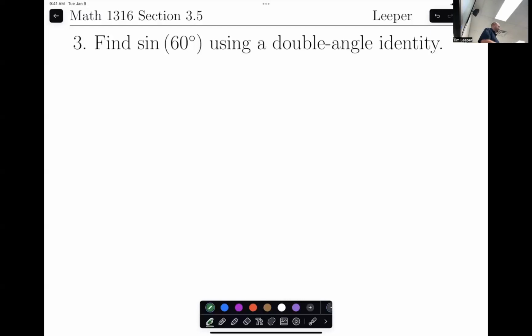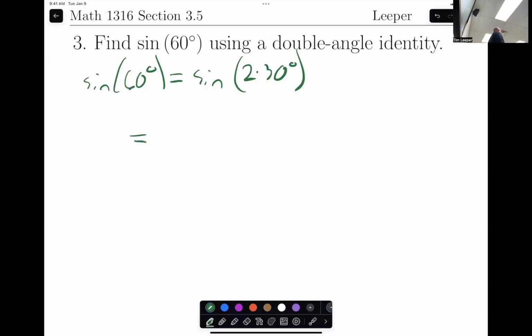Alrighty, so let's look at this. Sine of 60 degrees using a double angle identity. So if I want to find the sine of 60 degrees, that's the same thing as finding the sine of 2 times 30 degrees, right? Well, using the double angle identity for sine, that would be 2 sine of 30 degrees cosine of 30 degrees.